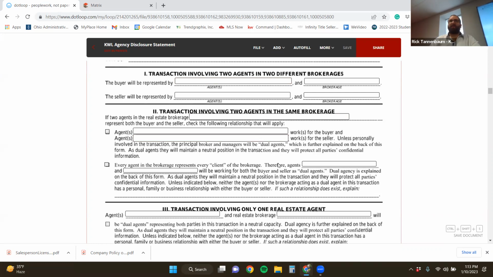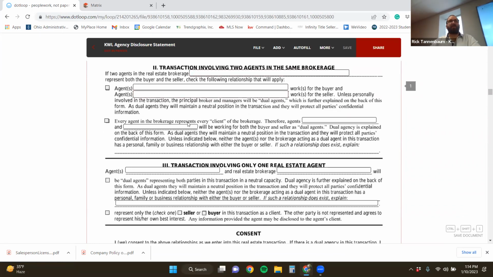Section 2 would be if you have a buyer on my listing, the 2 agents are in the same brokerage. I'm sorry, take a step back. So just fill in the blanks. Buyers represented by Danny Nichols and Keller Williams Living. Sellers represented by John Doe at Remax Traditions, let's just say.